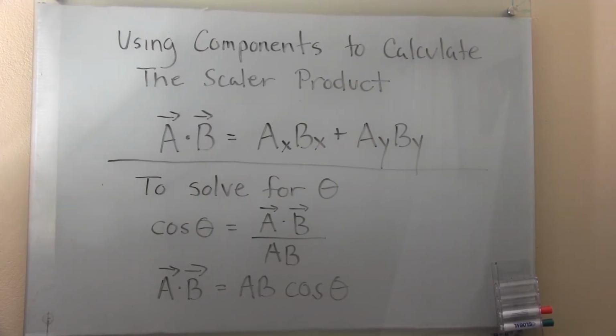We can also use components to calculate the scalar product. You do so in the following manner. The scalar product of A dot B is A sub x times B sub x plus A sub y times B sub y. Once you have this value, it is a simple matter to solve for the angle between them. Cosine theta is going to be equal to the value that you got by the above manner divided by the magnitude of A times B.